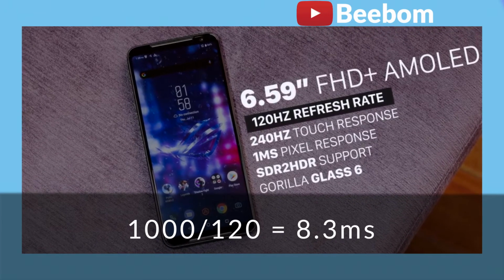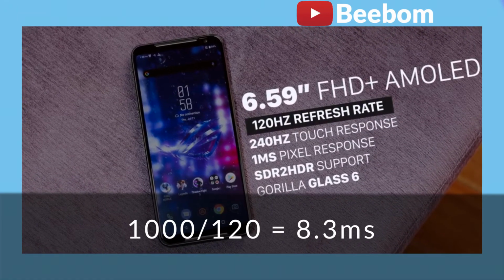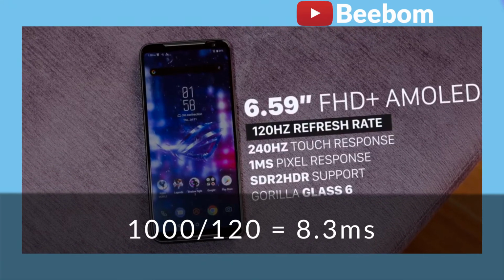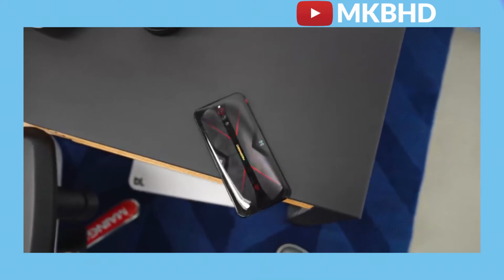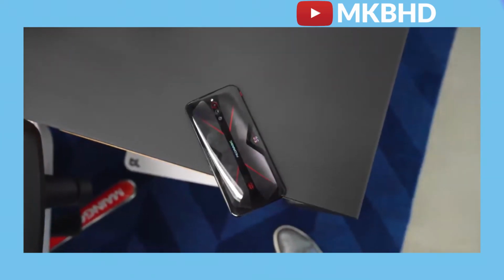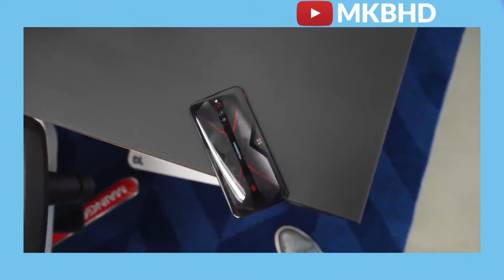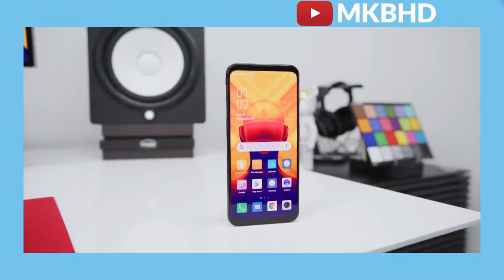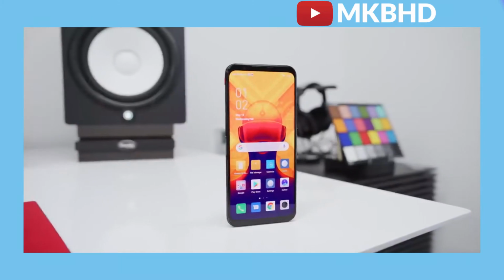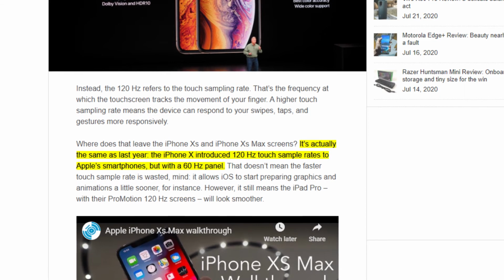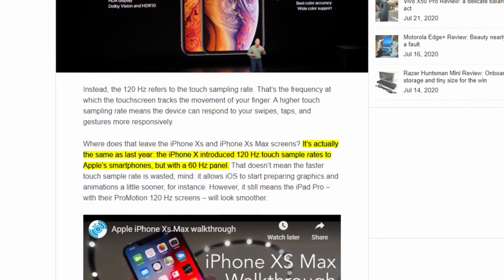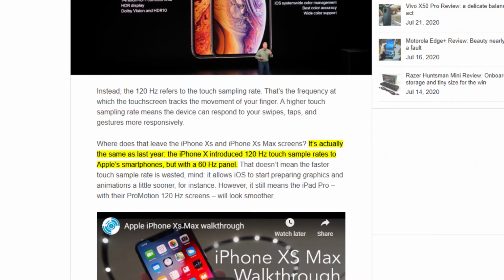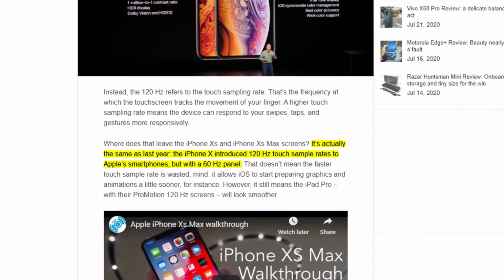Now, if your smartphone has a 120 Hz touch sampling rate, then your smartphone looks for your touch every 8.3 milliseconds. As far as I know, the Nubia Red Magic 5G holds the title for the highest touch sampling rate of 300 Hz in the smartphone industry as of today. So it reacts to your touch input blazingly fast. Apple implemented a 120 Hz touch sampling rate in all of its devices from the iPhone X so that iOS feels pretty fluid and snappy.